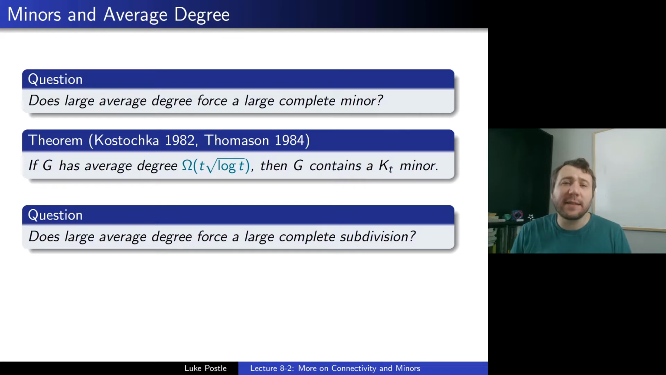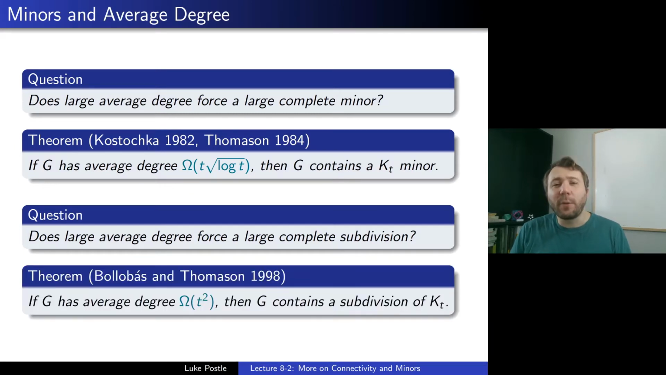Another question you might ask is, does large average degree force a large complete subdivision? So maybe we want to ask for more, instead of just a minor, a subdivision. This was also answered. There were various bounds, and we won't go through all the history, but the correct bound is by Bollobás and Thomason, which showed that if G has average degree Ω(t²), then G contains a subdivision of K_t. That was from 1998. Again, another nice result, but somehow you need more average degree, more edges, to really build this subdivision.